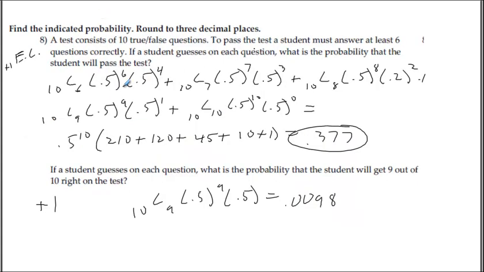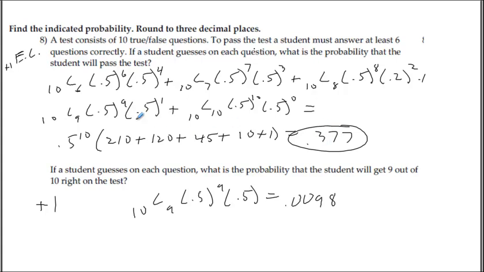On 8, I made this one extra credit. I think we had 2 or 3 people get it. This is asking what's the probability that you pass on this true-false, and you've got to get 6 or more. So 6 or 7 or 8 or 9 or 10. So if you run all of those binomial probabilities, you get about 37%. Some people were aware of a cumulative distribution function. I think one person did that on their calculator and got the same.